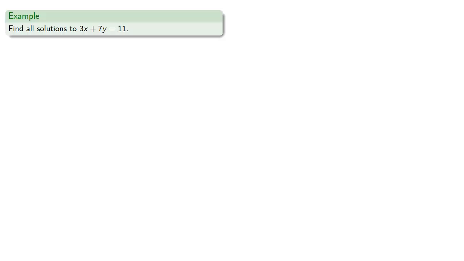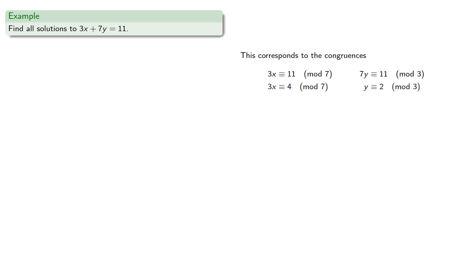So let's try to find all solutions to 3x plus 7y equals 11. So we still need to go through our initial congruences. We find that 3x is congruent to 11 mod 7, 7y is congruent to 11 mod 3, and so we can reduce them. And in this case, we have a nice simple solution. From the second congruence, we'll get a solution of the form y equals 2 plus a 3 multiple of t.